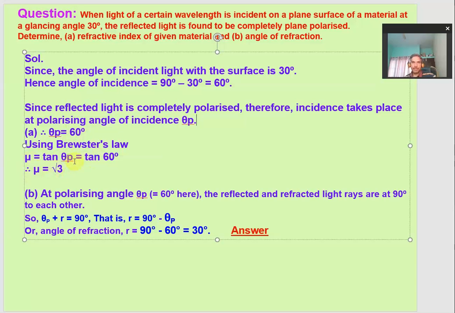The second part of the question is to find the angle of refraction. We already know that when polarization takes place through reflection, and at the polarizing angle the reflected light wave is completely plane polarized, the sum of the angle of refraction and the polarizing angle is equal to 90 degrees. So we can calculate r, because theta p is given to be 60 degrees. The angle of refraction r is 90 degrees minus theta p, which is 90 minus 60, so 30 degrees. This is how we solve such questions based on Brewster's law.